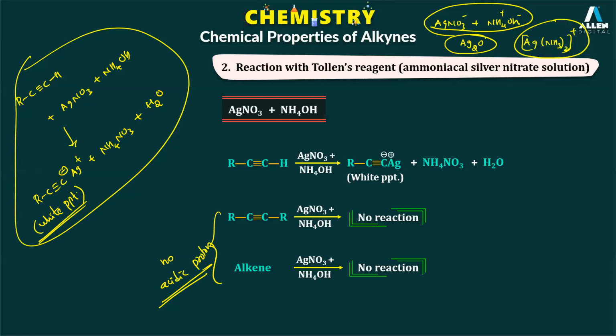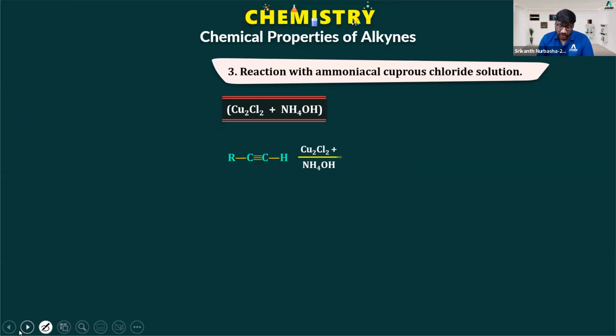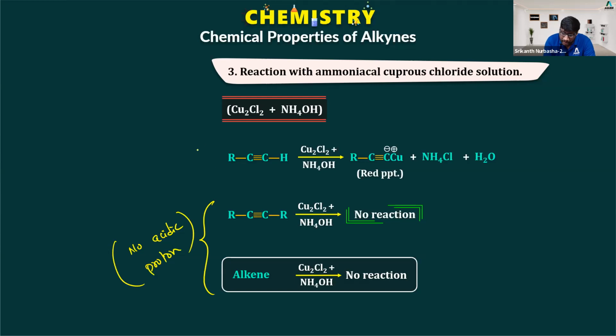Yes, sir. Same reaction you can have with ammonical cuprous chloride, Cu2Cl2 and NH4OH. With the non-terminal alkynes, it will not react. With the terminal alkynes, it will form red precipitate. And alkene and a non-terminal alkyne, no acidic proton. No acidic proton means no reaction. Whenever we have a terminal alkyne, we have acidic proton. Same type of reaction.